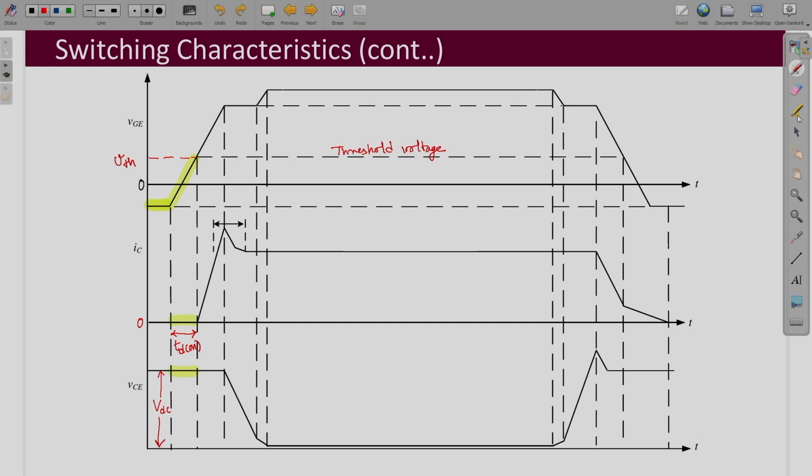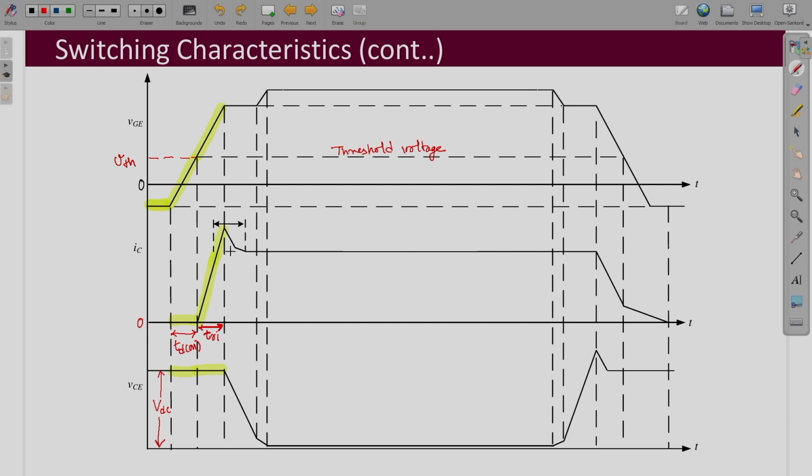After that, the current increases and it may actually shoot up; it will have an overshoot. During this time the gate to emitter voltage also increases and there is no change in the collector to emitter voltage. So this is associated with the rise in current, which we can call TRI.